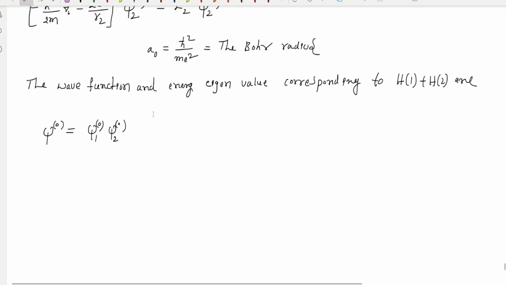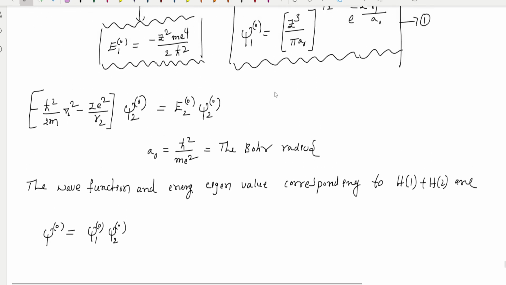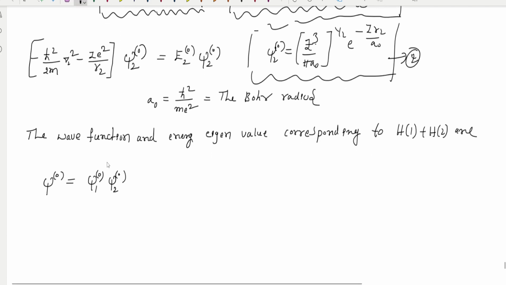Similarly, you can consider here this equation, the psi 2 of 0, equal to one over root pi, Z over a naught to the power 3 by 2, e to the power minus Z r2 over a naught. This is equation number 2. Okay, important. This is equation number 3.